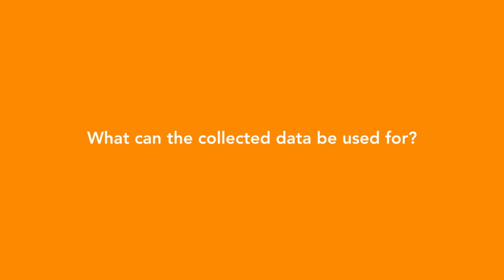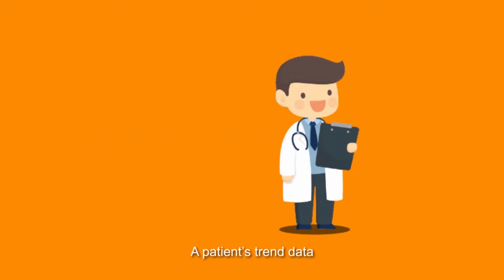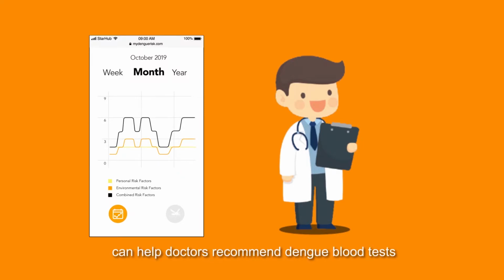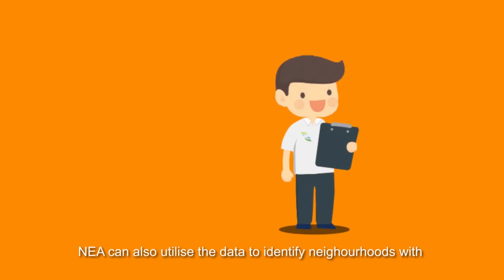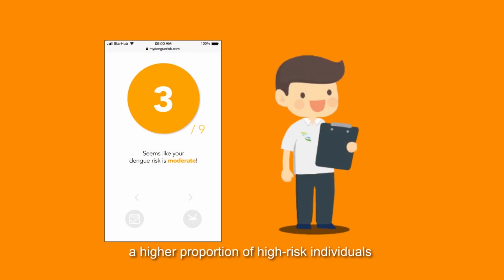So what can this collected data be used for? A patient's trend data can help doctors recommend dengue blood tests to high-risk patients for early diagnosis. NEA can also utilize the data to identify neighbourhoods with a higher proportion of high-risk individuals for better allocation of resources.